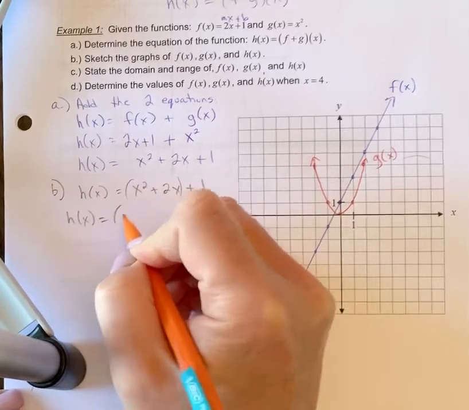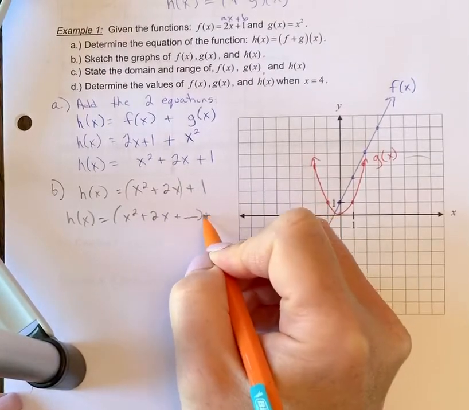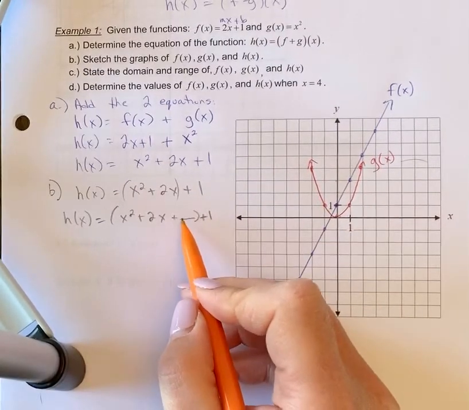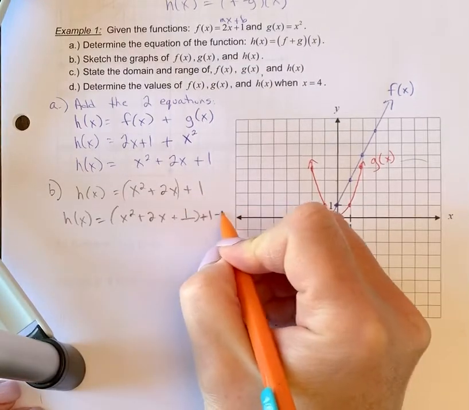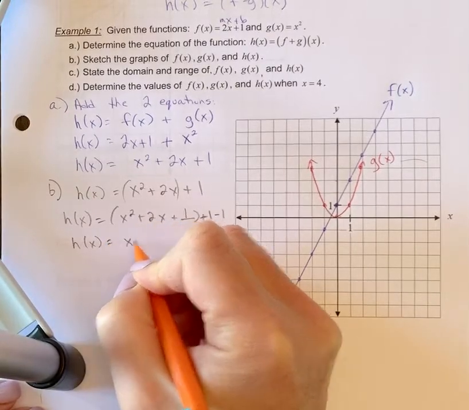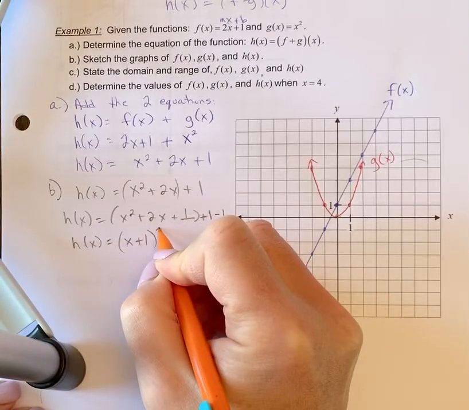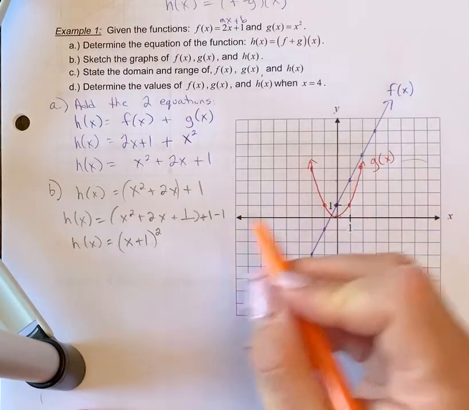And now I'm going to space this out. So I'm going to have to determine my new c value. So you're going to plug in here b over 2 squared, which would give us 1, and subtract 1. So h of x is equal to x plus 1 squared. So this means we have a vertex at -1, 0.